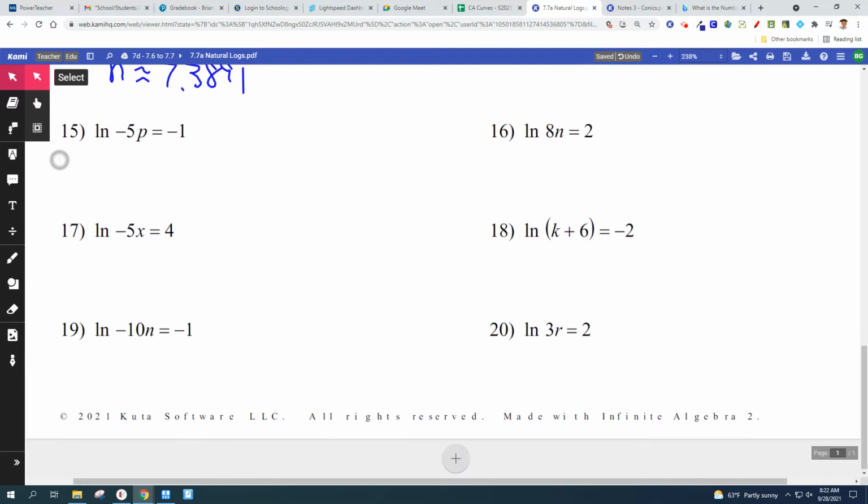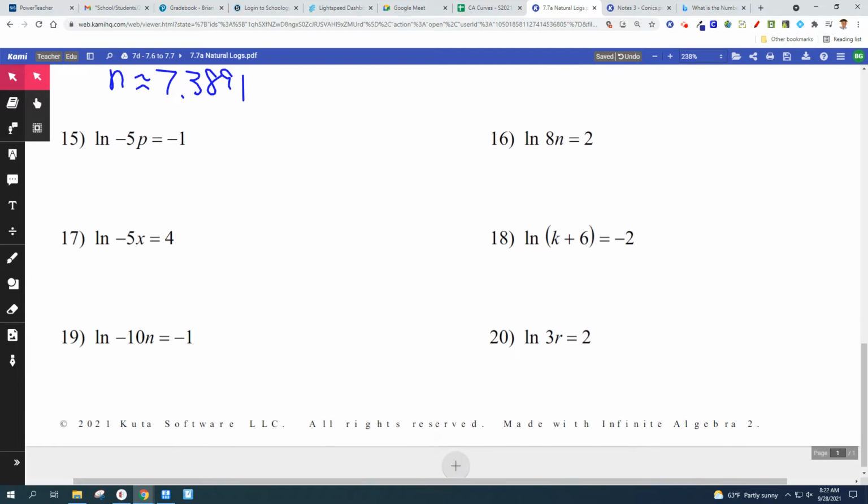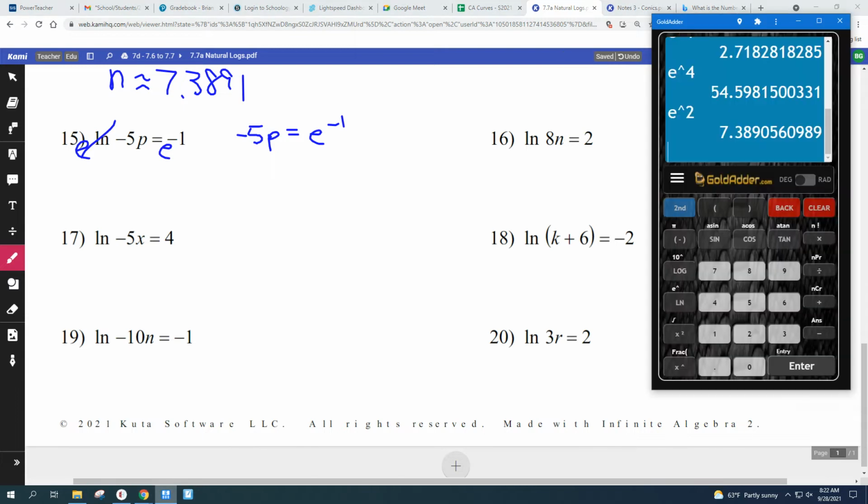All right, let's crank it up a notch here, right? But we're still doing the same thing. Same thing. Base e on both sides. To cancel that out, I'm going to have -5p equals whatever e to the -1st power is. And so let's figure out what e to the -1st power is. Oh, there we go. Ugly looking decimal, but that's fine.